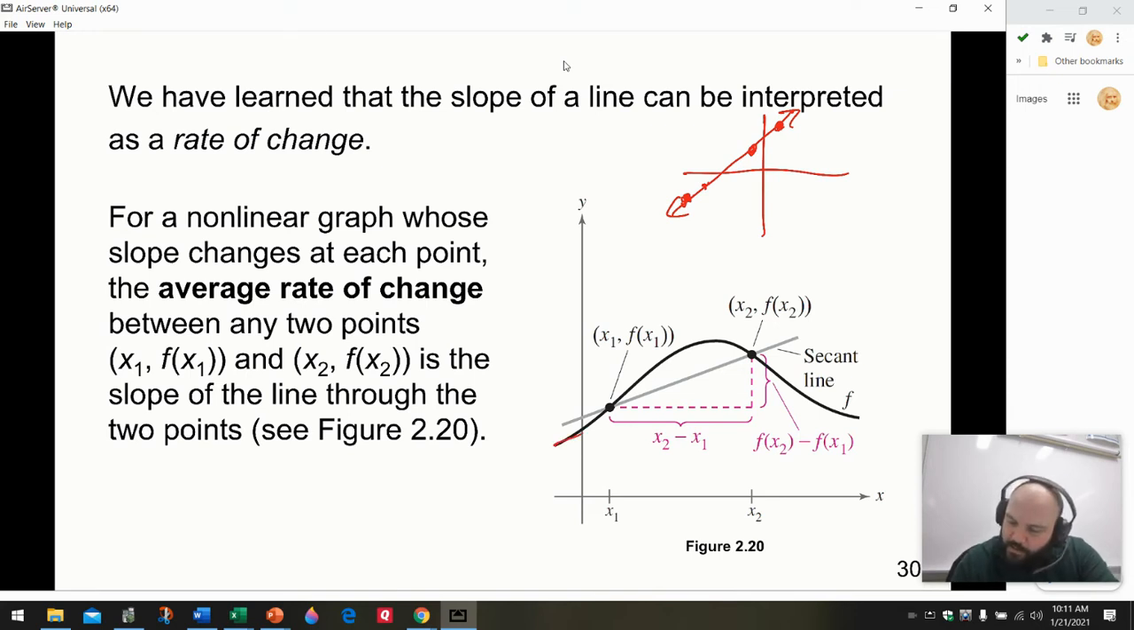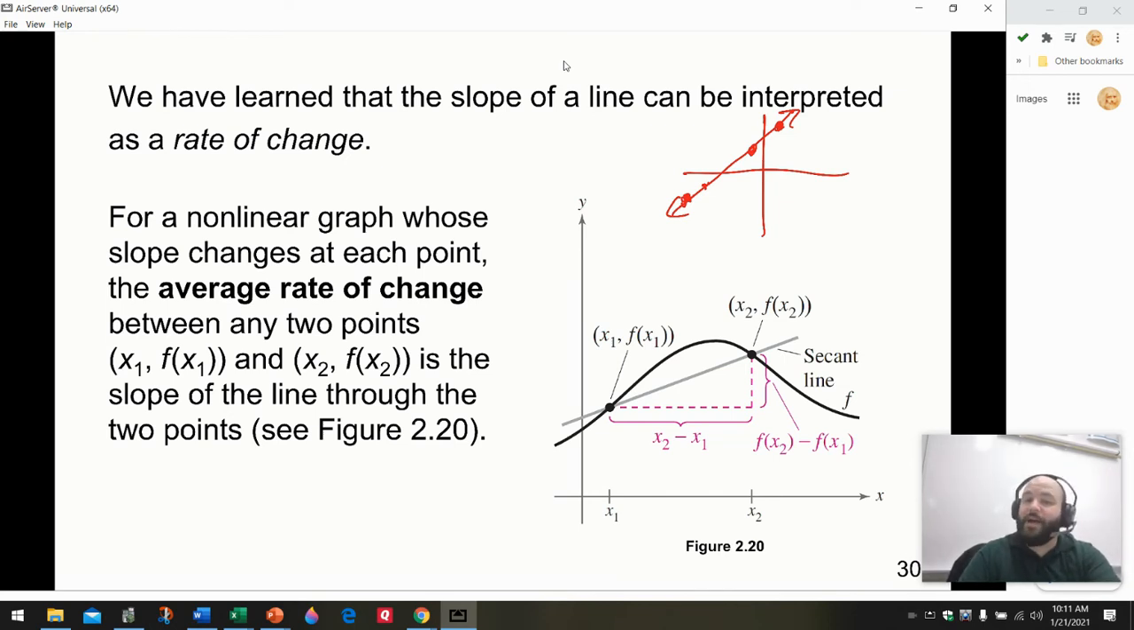So for here, it would be a little less steep. As you go up here, it would be a little bit steeper, and then it starts to cap back off. And by the time we get to the very top of this graph, we would be perfectly horizontal, if I could draw that. So the rate of change is not constant anywhere on that graph. And so we get something called the average rate of change.